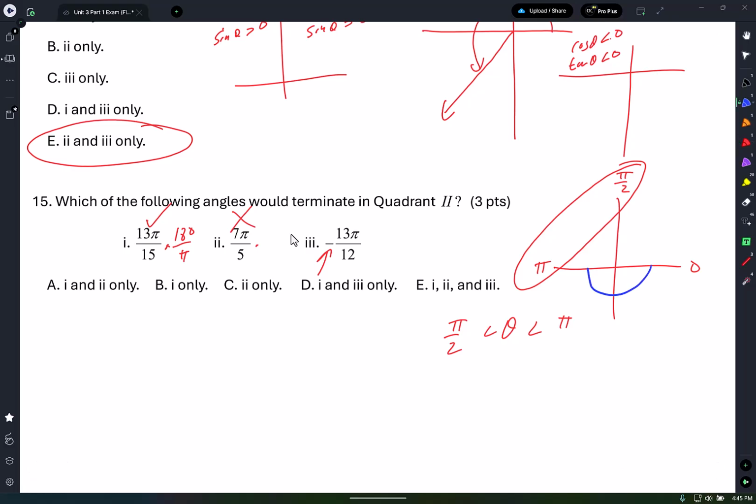So you're going to go like this, and then you're just going to go a little bit past by pi over 12. So you're going to, yeah, that's going to get you in quadrant 2. Do you guys see that?